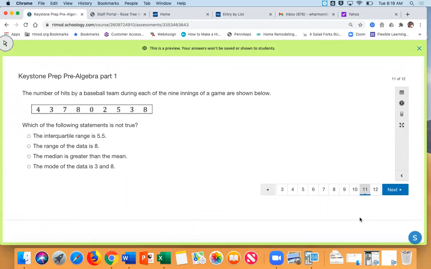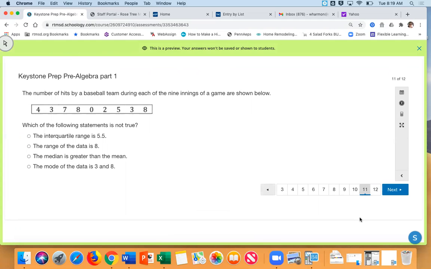All right, the number of hits by a baseball team during each of the 9 innings of the game are shown below. Which of the following statements is not true? Now it says interquartile range, range, median, and mode. So here's how I would do this one. I wouldn't start out by trying to tackle the interquartile range. I would start out by tackling these 3. Here's the reason why. Range, median, and mode are all easy to find.